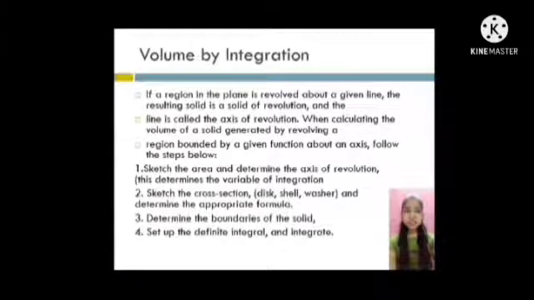So my first point is volume by integration. If a region in the plane is revolved about a given line, the resulting solid is a solid of revolution and the line is called the axis of revolution. When calculating the volume of a solid generated by revolving a region bounded by a given function about an axis, follow the steps given below.